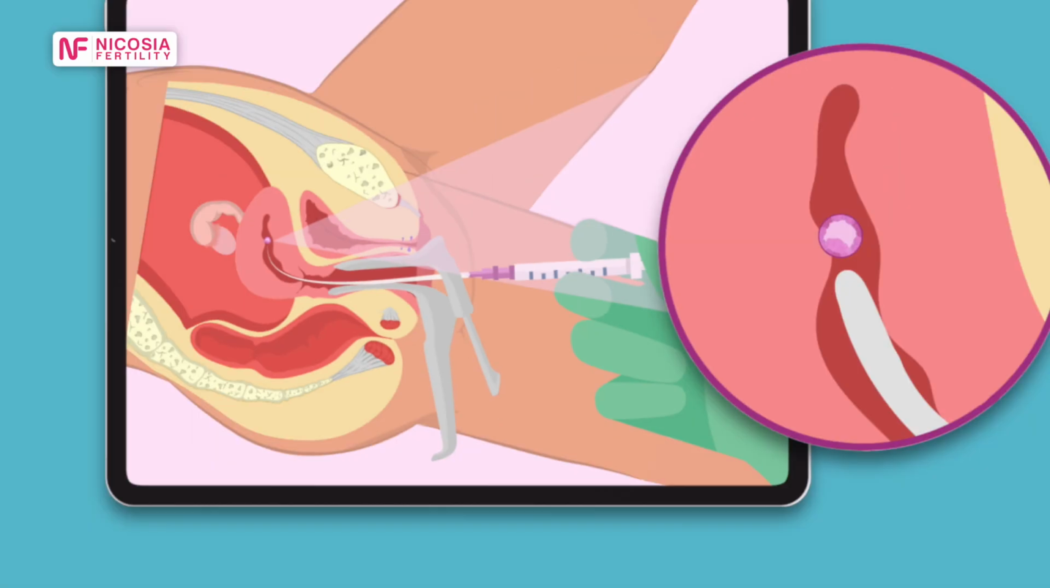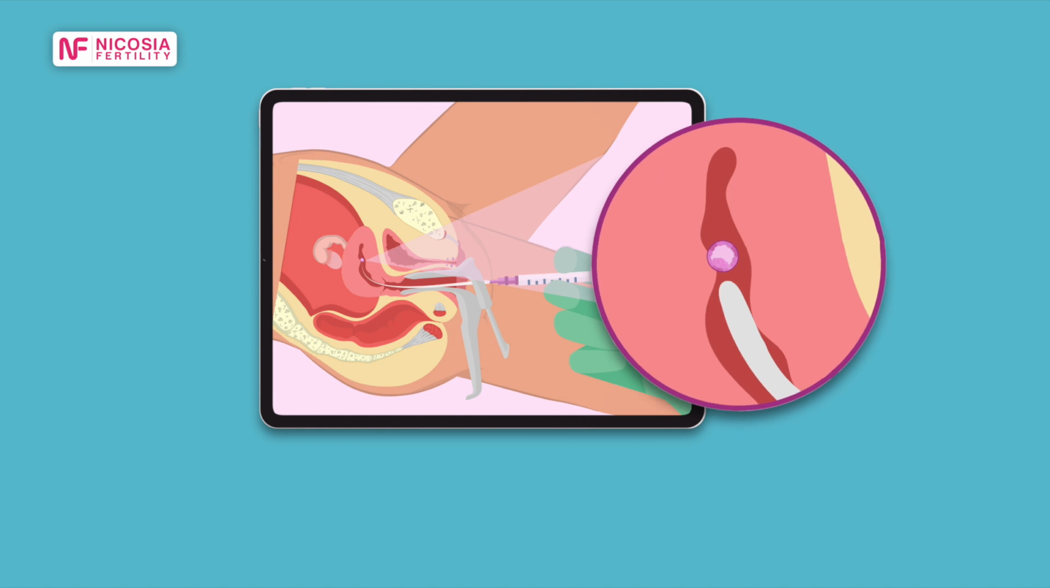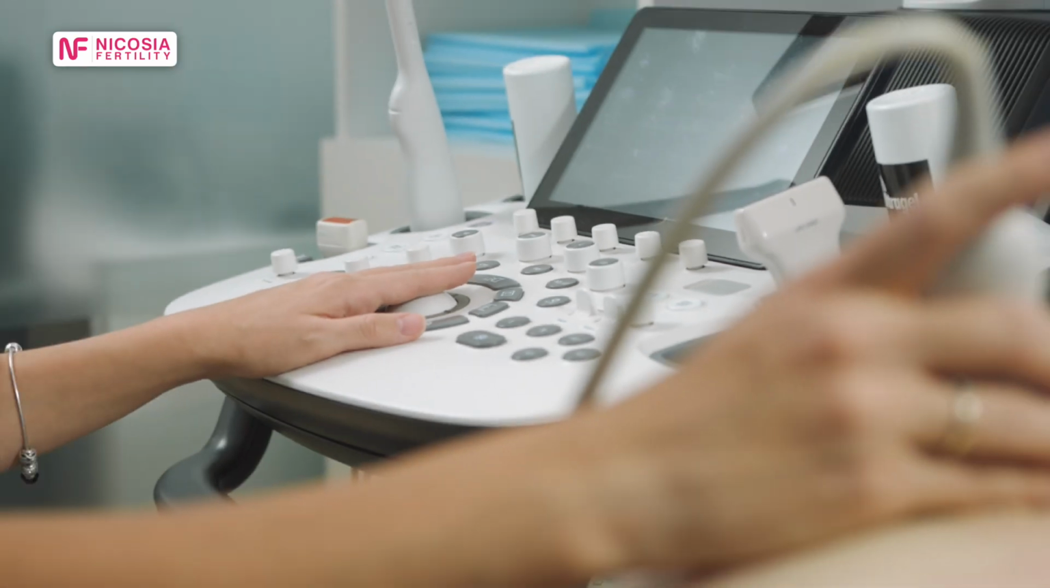On the transfer day, the patient will decide how many embryos to transfer to the uterus. This procedure is straightforward and does not require anesthesia. A catheter is used to carefully place the embryos in the uterus under ultrasound guidance, ensuring optimal placement.